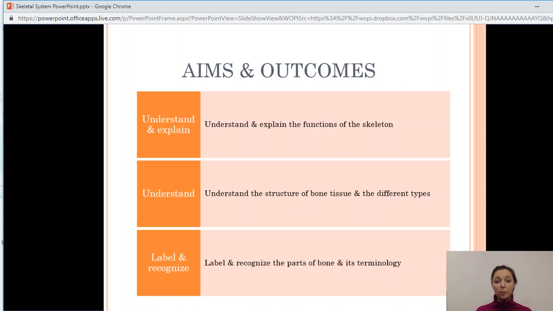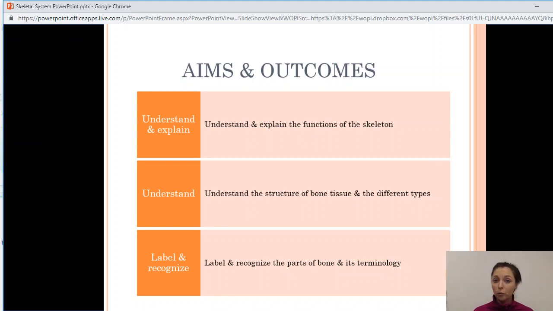What are we going to learn? We're going to be able to understand and explain the functions of the skeleton. We're going to understand the structure of bone tissue and figure out what types of bone are in the body. We're going to be able to label and recognize the parts of bones, and we're going to learn about the terminologies associated with bone. Okay, let's get into it. Before we do, let's think before what comes up on the screen.